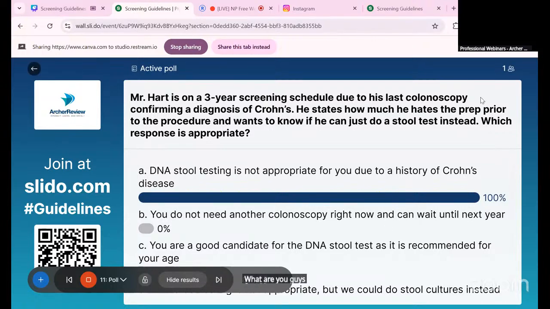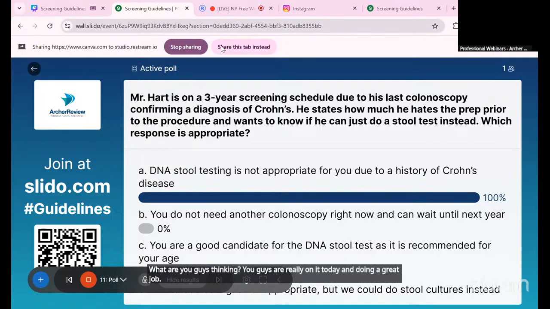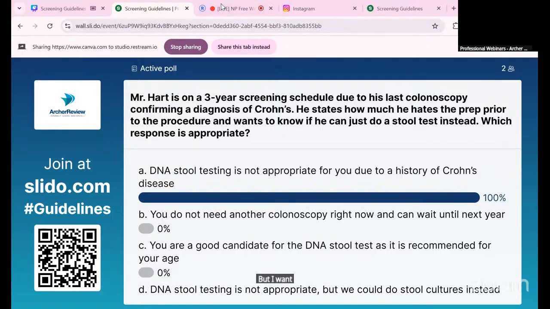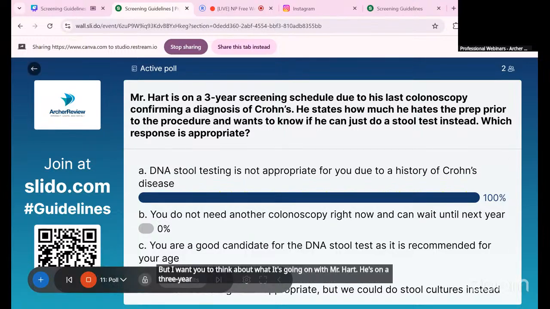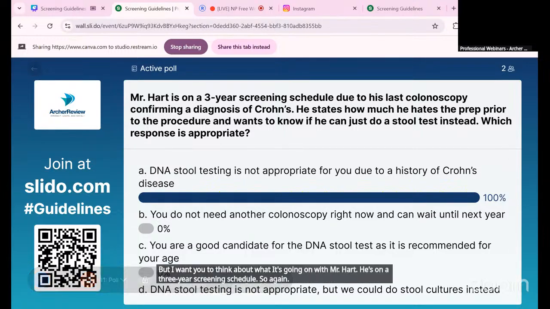You guys are really on it today and doing a great job. But I want you to think about what is going on with Mr. Hart. He's on a 3-year screening schedule. So again, 3, 5, and 10 years are pretty common times. Some patients do have to repeat every year for a couple years if they find something.